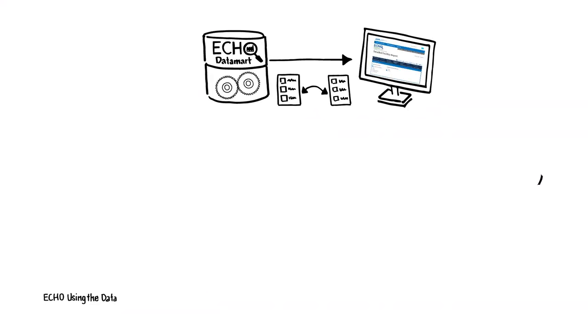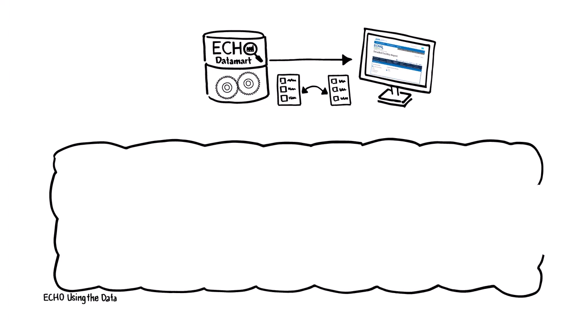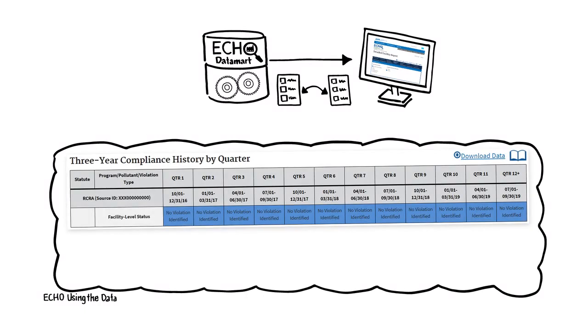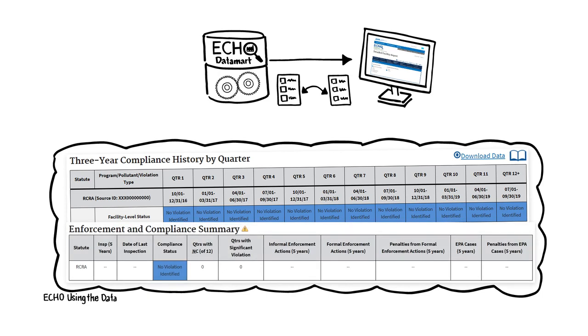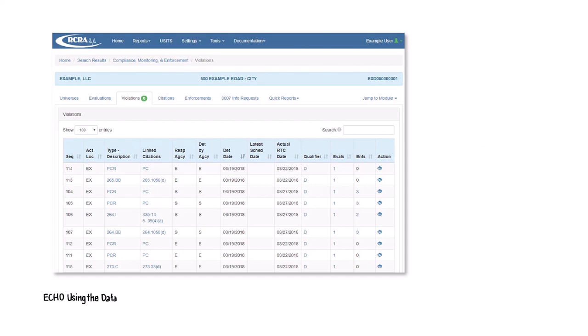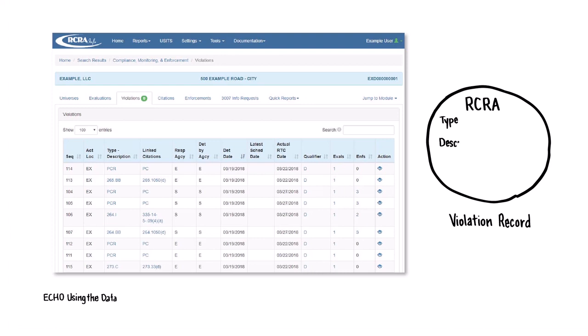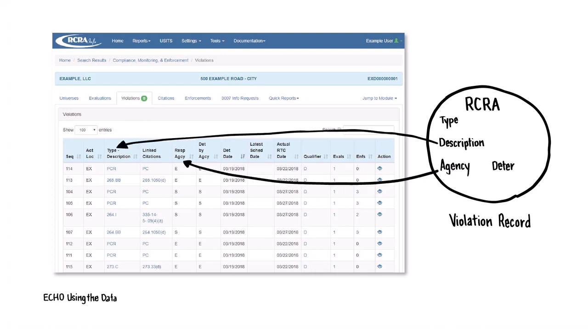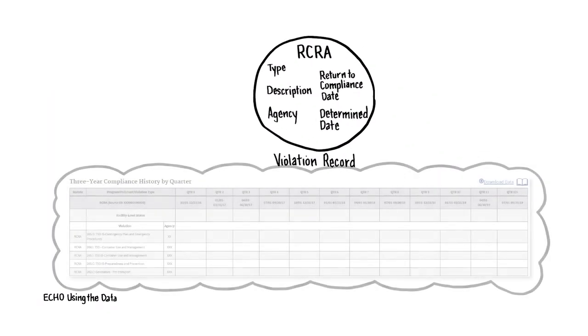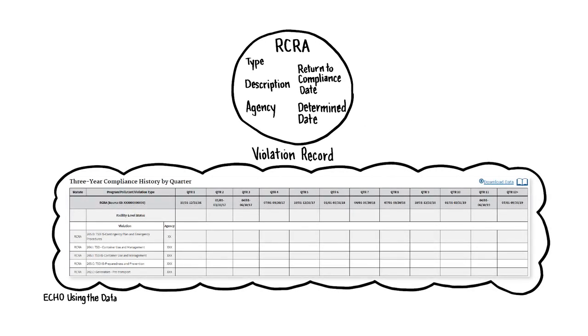Now let's look at how the ECHO Data Mart maps compliance data to create the 3-year compliance history by quarter table and the enforcement and compliance summary table on the detailed facility report. First, ECHO identifies RCRA violations and their accompanying information, including violation type, violation description, reporting agency, determined date, and the return to compliance date. ECHO populates the 3-year compliance history by quarter table for a facility using the violation information including statute, violation type, and agency.